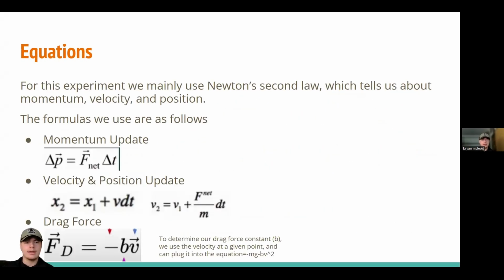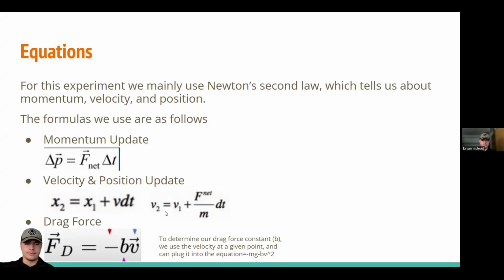Equations. For this experiment, we mainly used Newton's second law, which tells us about momentum, velocity, and position, as well as acceleration. The formulas we used are the following. The momentum update formula, which is the change in momentum is equal to F net times the change in time. Velocity and position update, which tells us how far the position of our ball changes. So x final position is equal to our initial position plus our velocity multiplied by our change in time.